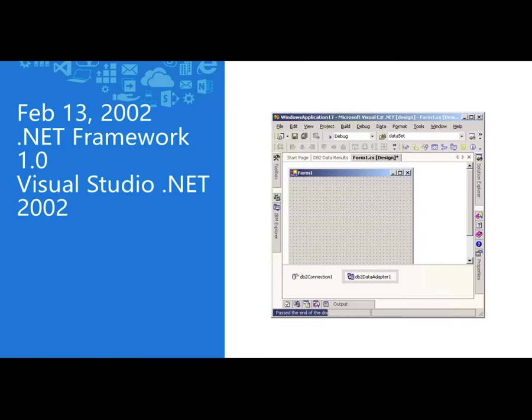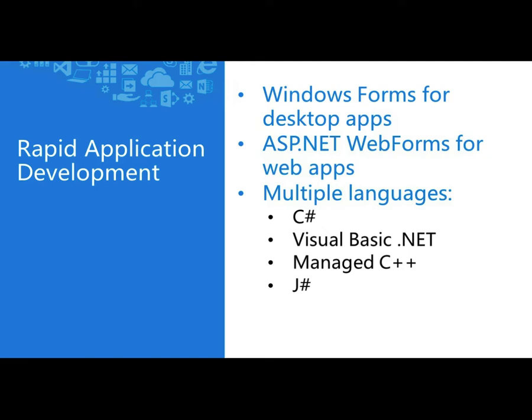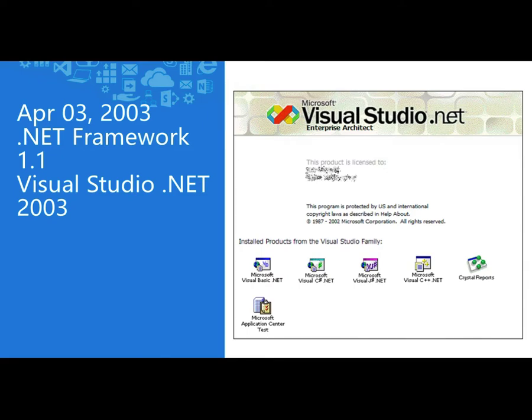Okay, so the framework has Windows Form and Web Form and multiple languages. Notice Microsoft even enabled C++ for .NET applications. Okay, it's the managed extension. And in the meantime, Microsoft had something specific for Java developers that's called J#. And in year 2003, Microsoft shipped a minor update, 1.1, and also a new version of Visual Studio.